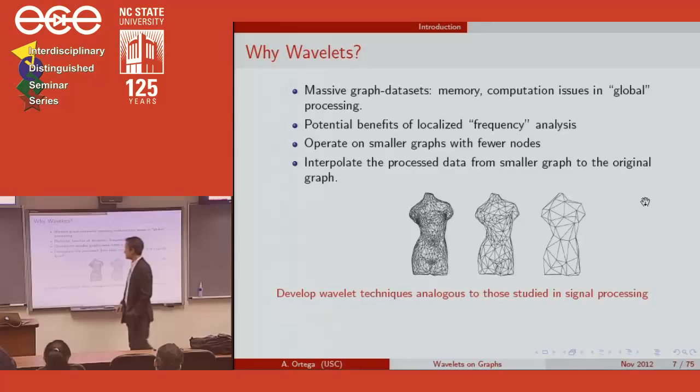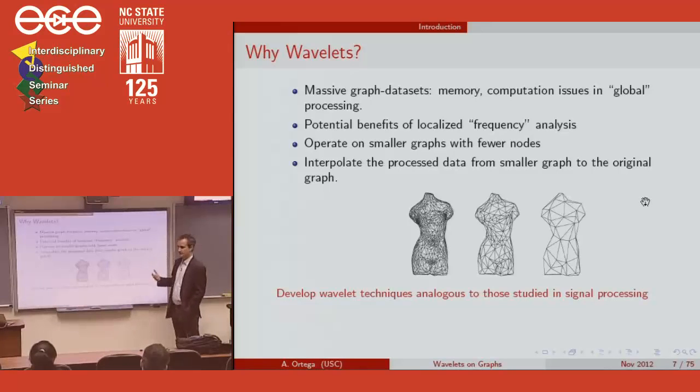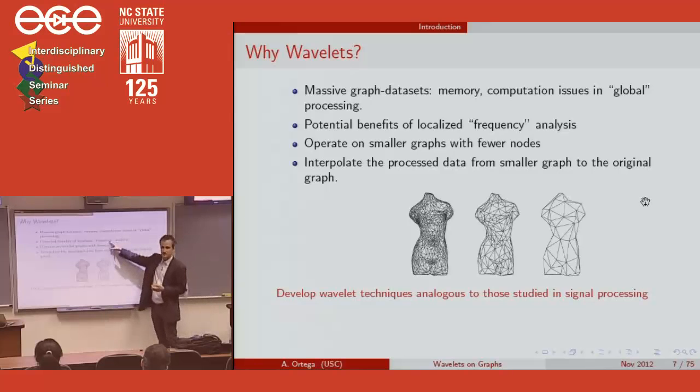Why wavelets? Well, we're interested in situations where the data sets are very large, and so manipulating these data sets in a global manner may be too complex. There will be situations where some notion of frequency will be useful in analyzing the data, and so we will also want to take these massive data sets, simplify them, go to coarser graphs, then do the processing there, and then estimate from the result in the coarse graph a solution to the full graph. Okay, so we're interested in localized processing. We're interested in the notion of frequency, and we're interested in being able to simplify the graphs to smaller size graphs that we can analyze.